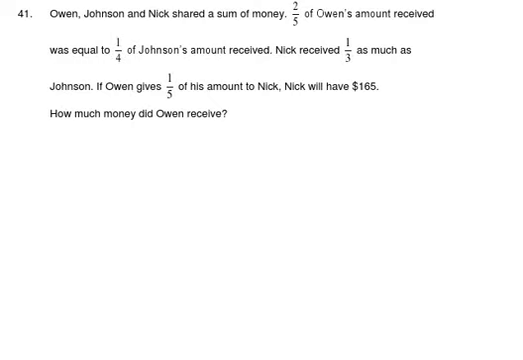So, Owen, Johnson, and Nick shared a sum of money. You have 3 persons sharing a sum of money. 2/5 of Owen's amount received was equal to 1/4 of Johnson's amount received. So, based on this sentence, I can draw a simple model already. Owen, remember I don't just write O, I write OW, okay? And I have Johnson.